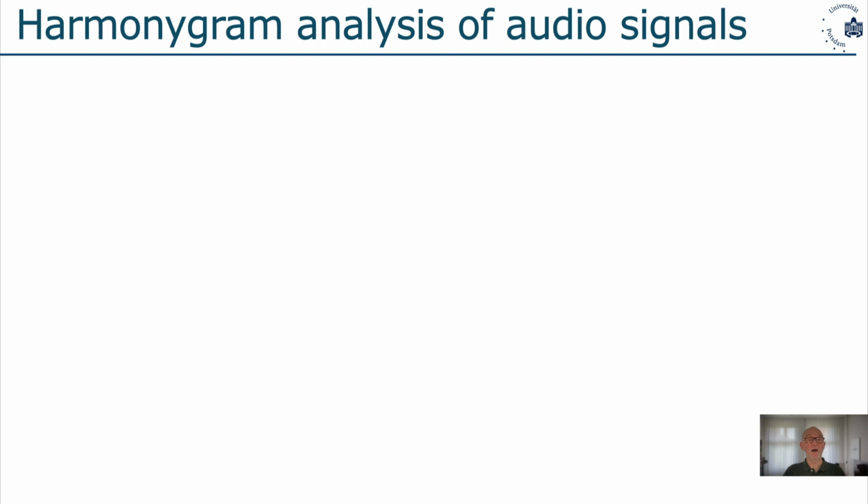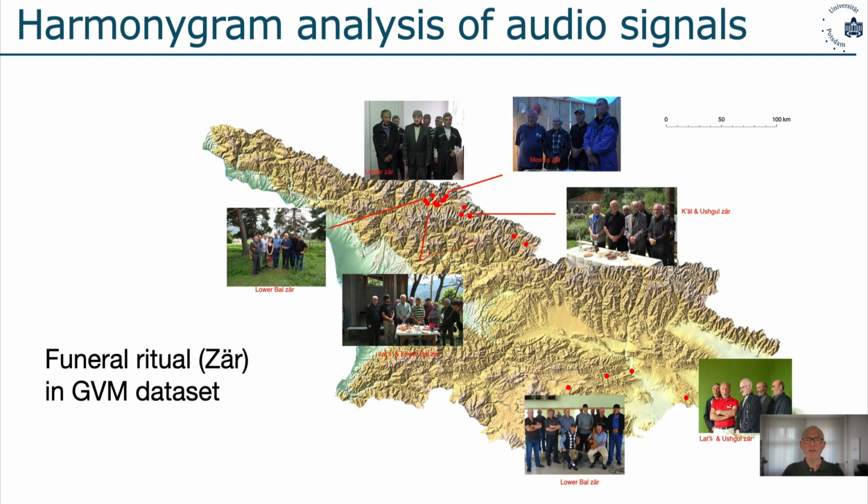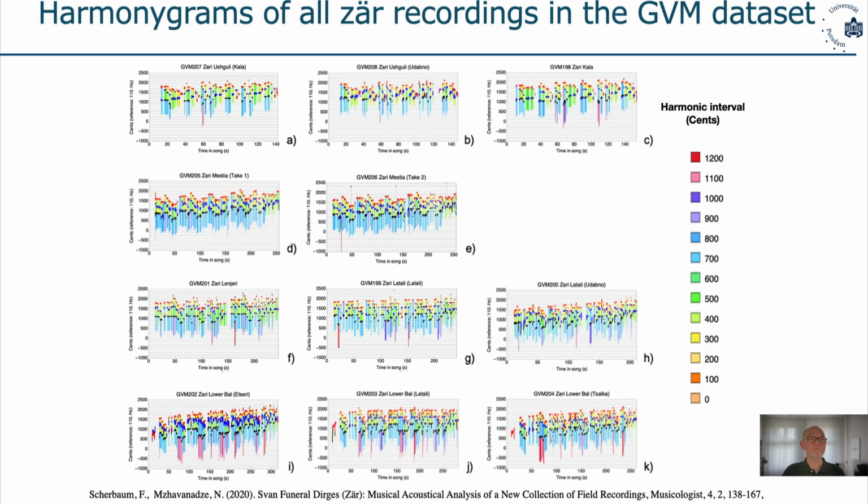In the introduction, I mentioned that Nana and myself spent the summer of 2016 in the mountains of Georgia to collect what is now called the GVM dataset. A particular gem in this corpus are recordings of funeral laments called Zär in the Svan language and Zari in Georgian. And here you see a map of their recording locations. And here you see the harmonygrams of all 11 Zär recordings in the GVM dataset.